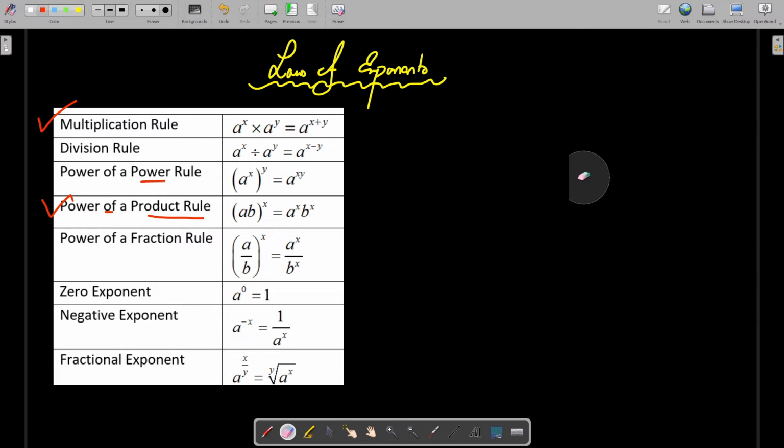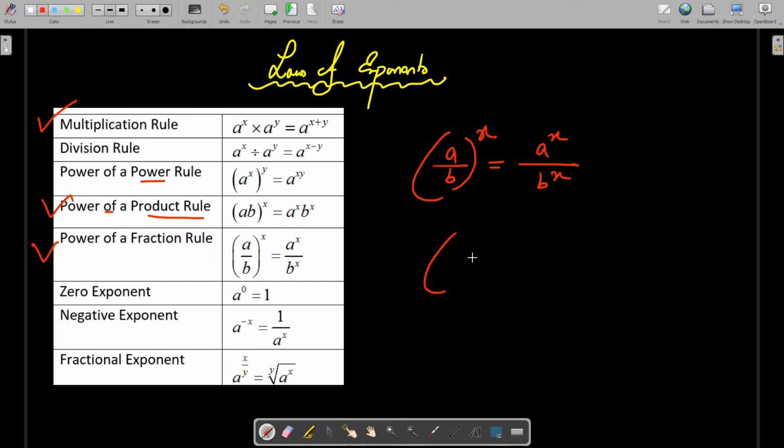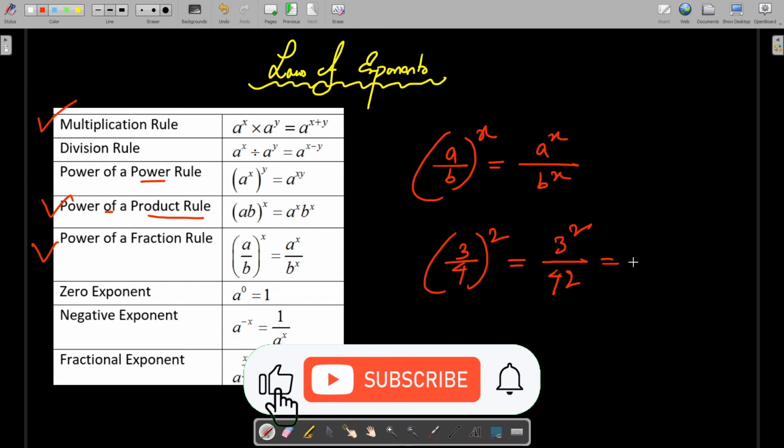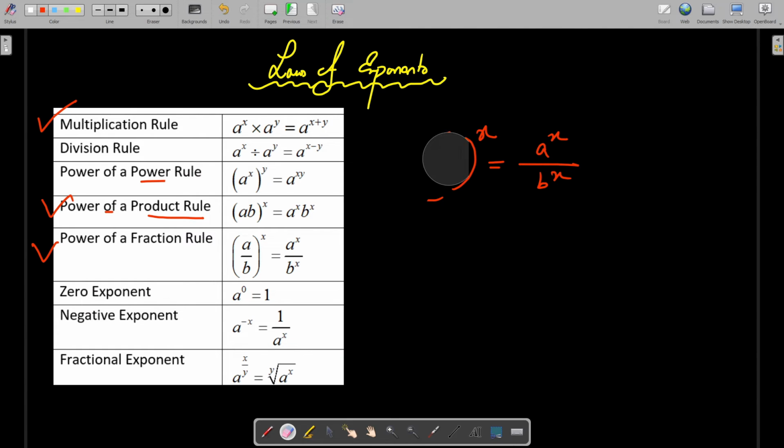Pretty easy. Similarly, we have power of fraction. Suppose I have a fraction a by b and there is a common power x. That can be written as a to the power x by b to the power x. For example, I have (3 by 4) to the power 2. Then this can also be written as 3 square by 4 square, which is basically 9 by 16. Pretty easy and simple.